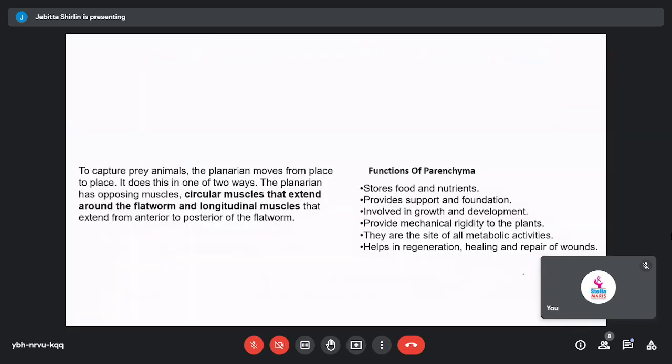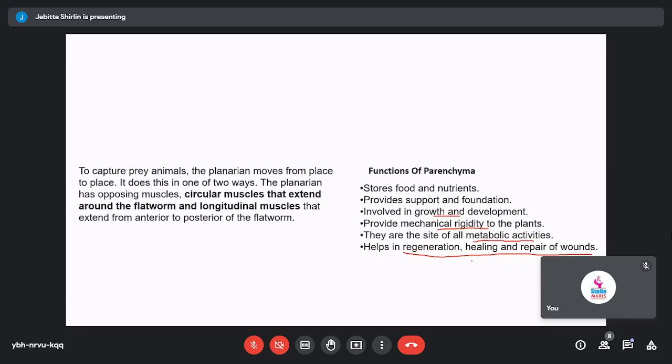Okay, so I have given the functions of parenchyma also. If you want, you can just note it down. This parenchymal tissue helps to store food and nutrients. It provides support as well as a foundation to the organism. It is involved in growth and development. It provides mechanical rigidity in the case of plants, and it is the site of all metabolic activities. In addition to this, parenchymal cells have the ability to regenerate, and that is why planaria has this parenchymal tissue layer. Regeneration, healing, wound healing.